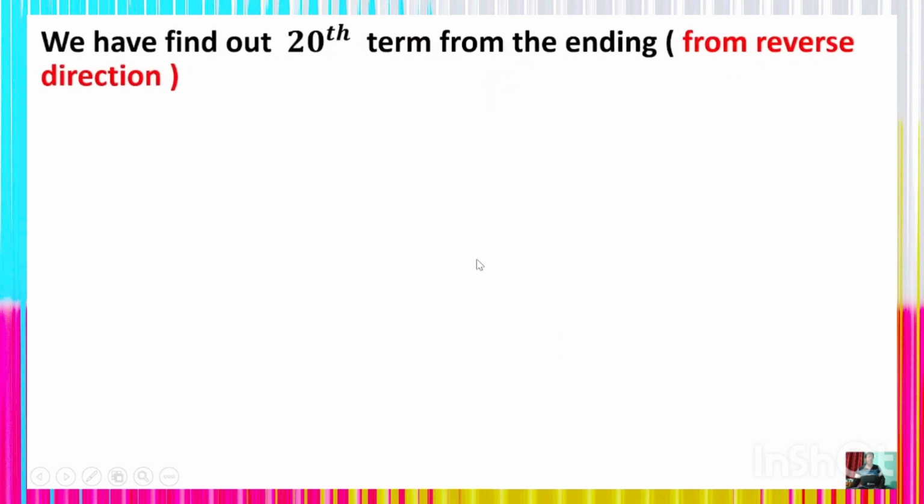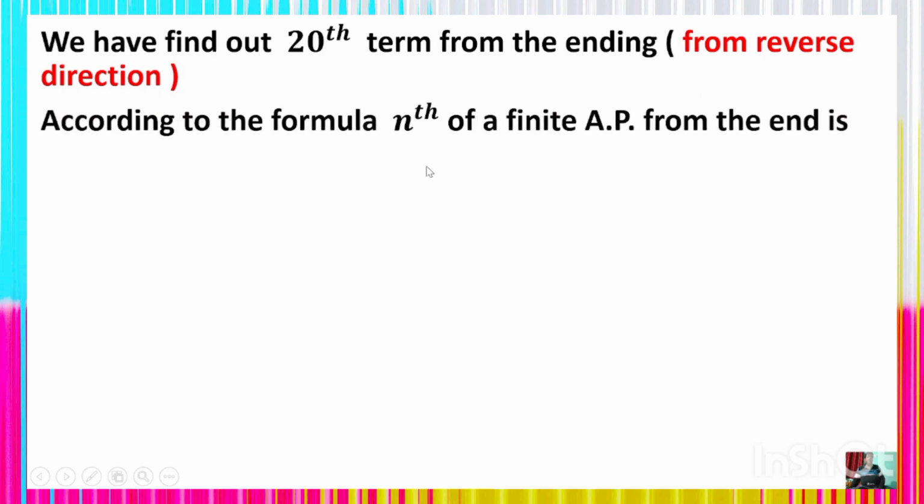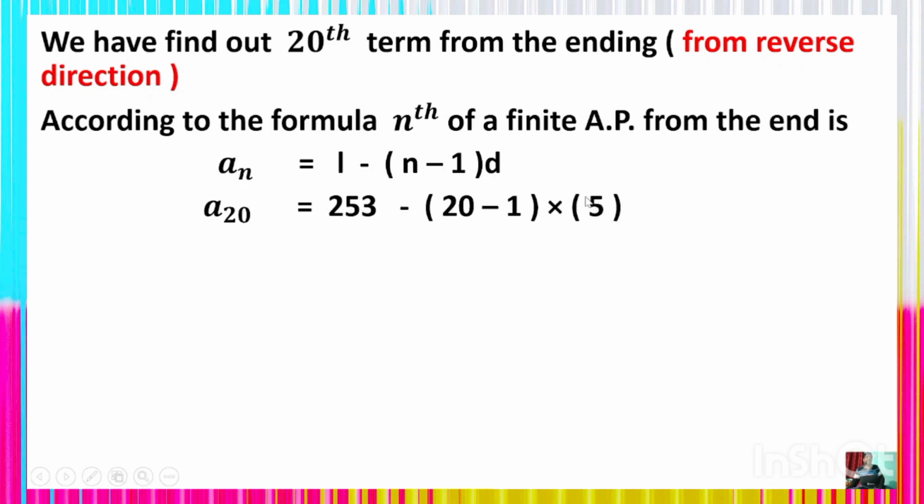Here you can use an interesting, very simple formula for that. We have to find the 20th term from the ending, from the reverse direction. So according to the formula, remember this is the most important formula: the nth term of a finite AP from the end is L minus (n minus 1) into D, right? Understand? In place of L you can use the value. So 253 minus (20 minus 1) into 5, because the value of D is 5.